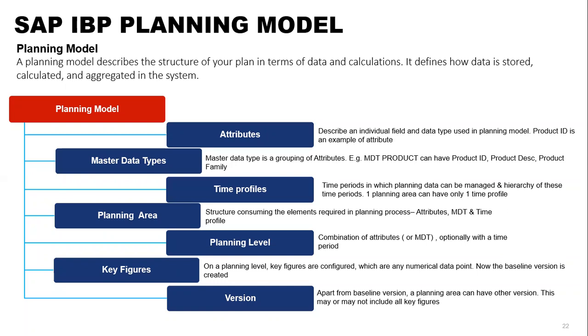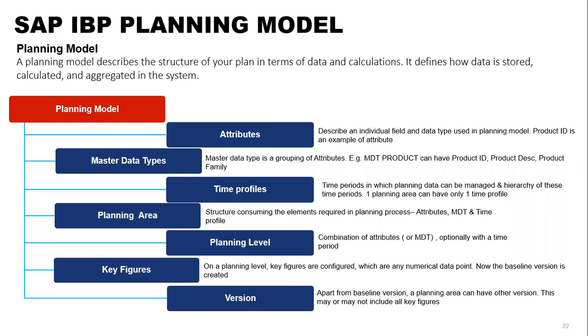So the next thing is, once you set up these attributes, with the help of the attributes we'll define the master data. Once you define the master data and the time profile definition is also created, you have the master data and the time profile. The combination of these things will create one object to unite the master data and the time profiles.